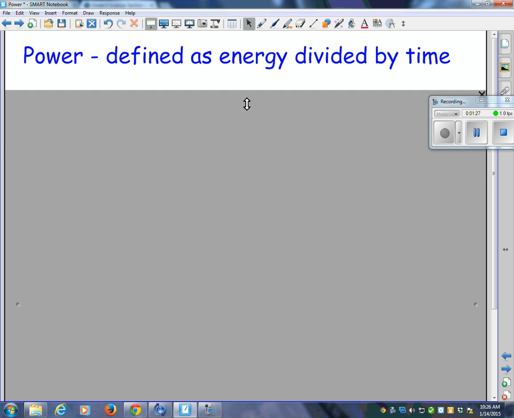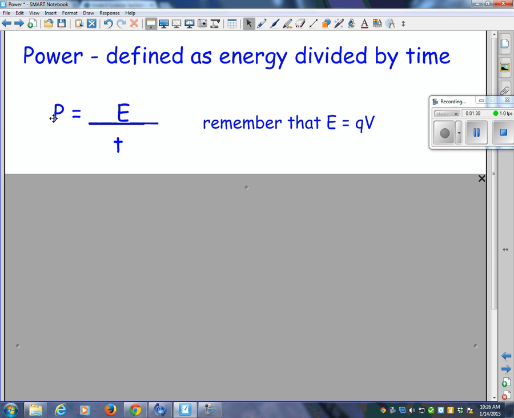Power is defined as energy divided by time. Power, P, is E, energy, divided by time. Remember this formula, E equals QV? Hopefully you do. So this E and that E are the same. Q is charge, V is voltage. It's Q times V. So, can I take Q times V and replace that E? The answer is yes.